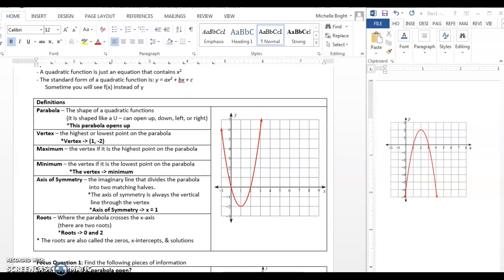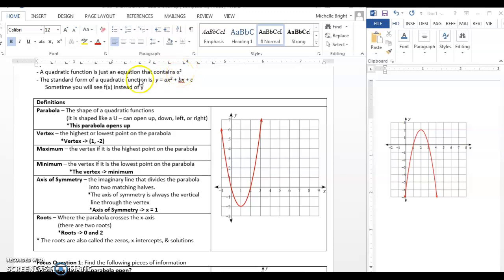Hey guys, I hope that you enjoyed the activity I left yesterday for you and it gave you kind of an introduction into where we're going. So this unit we're going to be talking about quadratic equations. I want you to know a quadratic equation is just an equation that contains x squared.